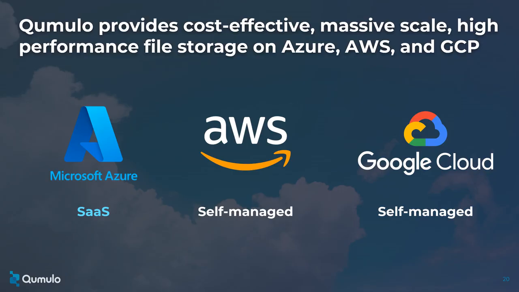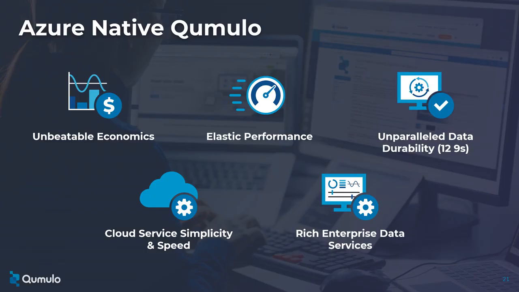Today we announced our new cloud-native Cumulo that runs in AWS. It's the same architecture that we've been running in Azure for quite a while now, and then we also run in Google GCP as well. So we provide cost-effective, high-performance storage in all three major hyperscalers, as well as on-prem. The Azure native Cumulo is our cloud-native version of Cumulo that runs in Azure. But today we announced that it's now available in private availability in AWS.